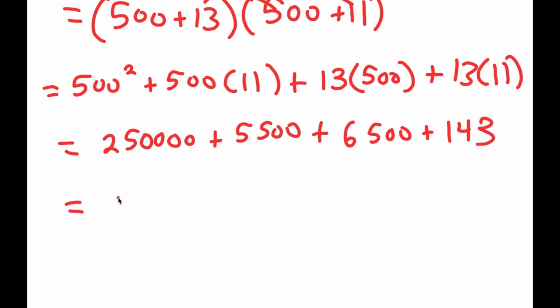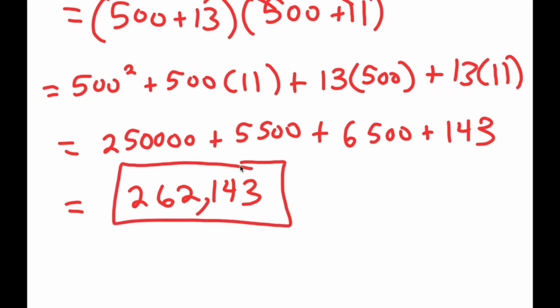So now I'm going to add all these up. 5,500 plus 6,500 is 12,000. 250,000 plus 12,000 is 262,000. And 262,000 plus 143 is equal to 262,143. So my final answer is 262,143.